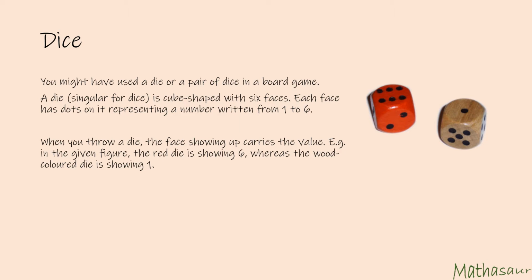So, if there are 2 dots on a face, that face would read a value of 2. When you throw a die, the face showing up carries the value. For example, in the given diagram, the red die is showing 6, whereas the wood-colored die is showing 1.